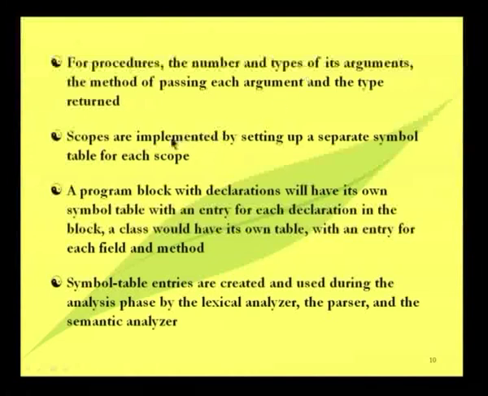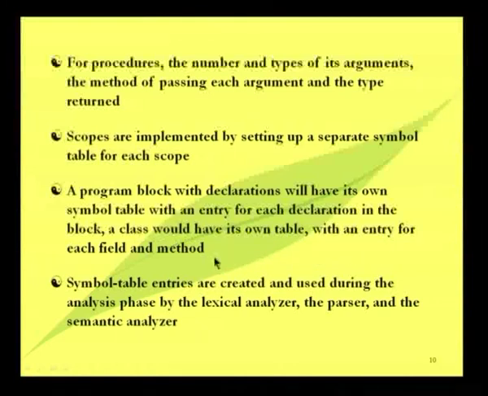Another thing is the scope. The scopes can be implemented by setting a separate symbol table for each scope. That is one way of handling scope, but it is not required that we must always handle scopes by separate symbol tables. You can include another field saying what is the block within which it has the declaration. Normally, program blocks with declarations will have their own symbol table, with an entry for each declaration in the block. A class has its own table with an entry for each field and method.